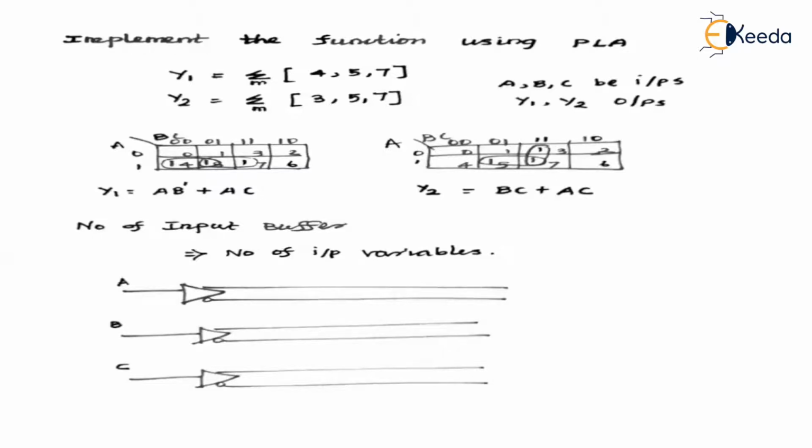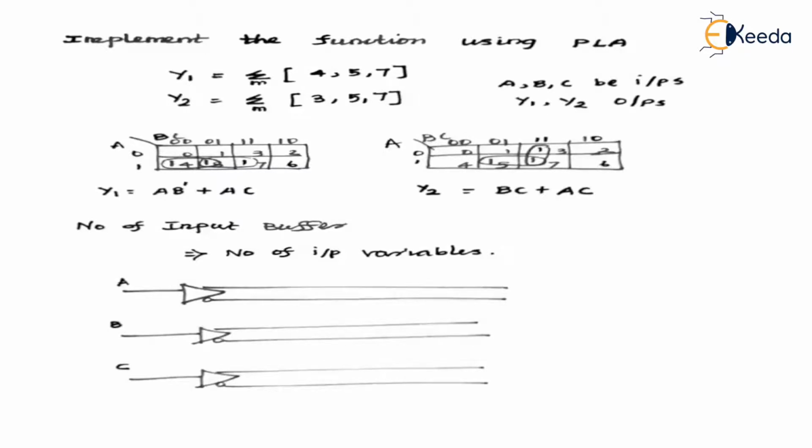So how many input buffers do I require? The number of input buffers is given by the number of input variables. What is an input buffer? Input buffers are nothing but a series of NOT gates. Suppose consider it is a chain of NOT gates. In that chain I will be having 2 NOT gates. Just assume, I have not drawn them over here.